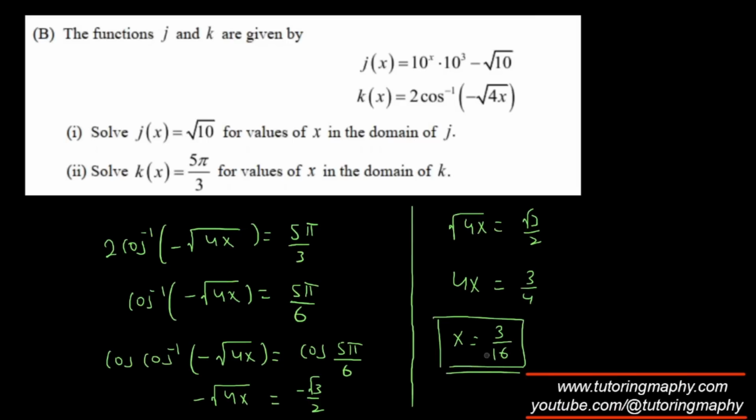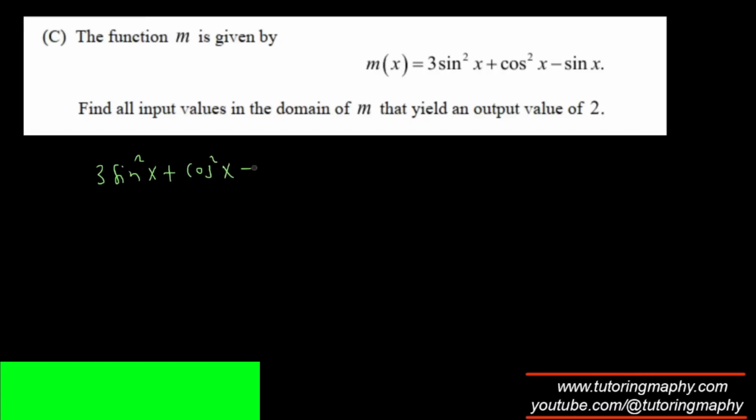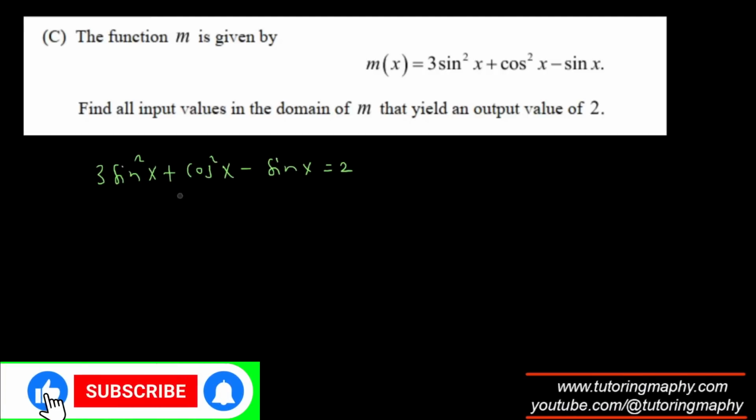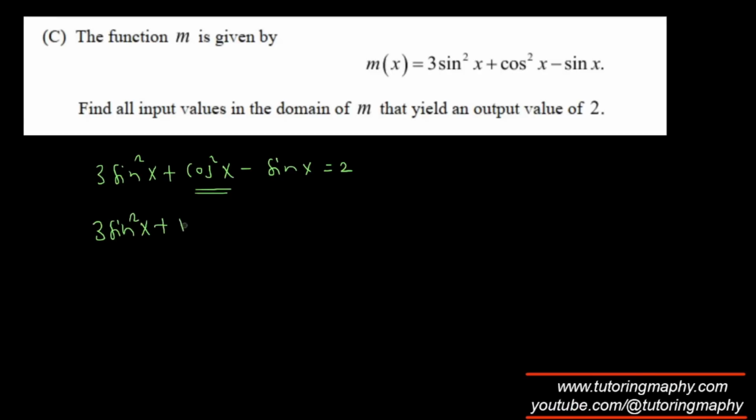That's our final answer. In the last part, we are given that m is this, and we need to find the input values of m that yield an output value of 2. In other words, 3 sine square x plus cos square x minus sine x should be equal to 2. I don't like this cos because I would like everything to be in a single trig form. So I'm going to rewrite cos square x as 1 minus sine square x, minus sine x, should be equal to 2. 3 minus 1 is 2, so 2 sine square x and minus sine x, subtracting 2 from both sides, so 1 minus 2 is negative 1.